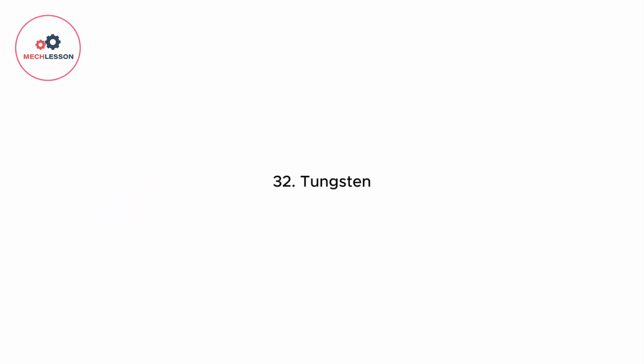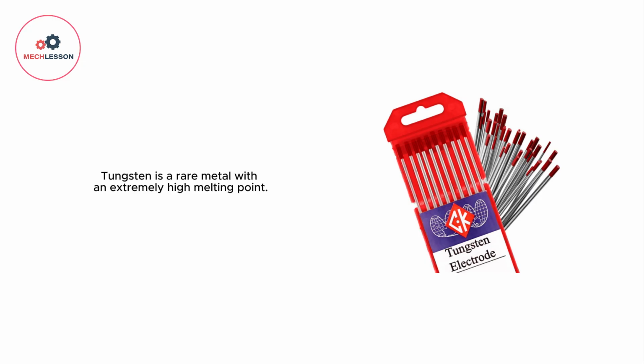32. Tungsten. Tungsten is a rare metal with an extremely high melting point. Because of its heat resistance, it serves as the electrode in TIG welding.